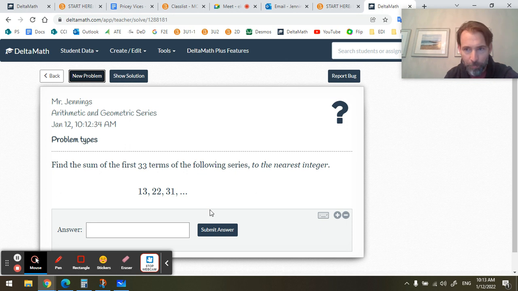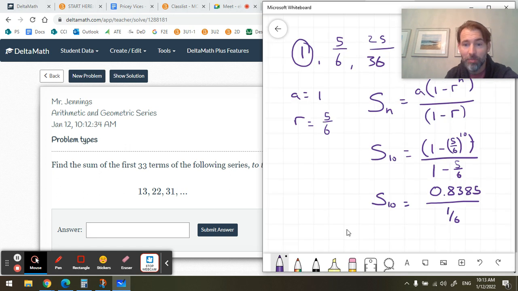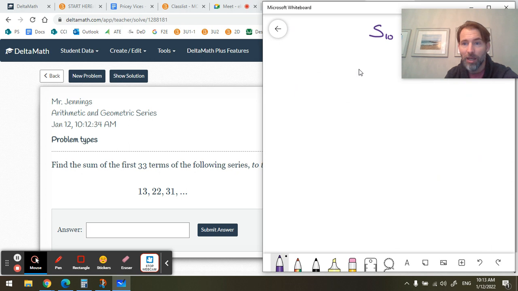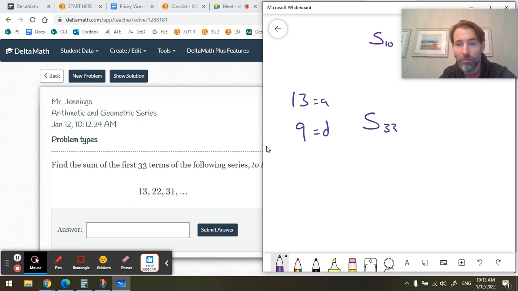So that would be exactly what you would have. All right, so this is an arithmetic series, and we want to add it up as though it's an arithmetic series. 13 is my first term, and then 22 minus 13 is 9. 31 minus 22 is 9. So 9 is the common difference. Now the sum of the first 33 terms of an arithmetic series is equal to, well, let's do the formula first.